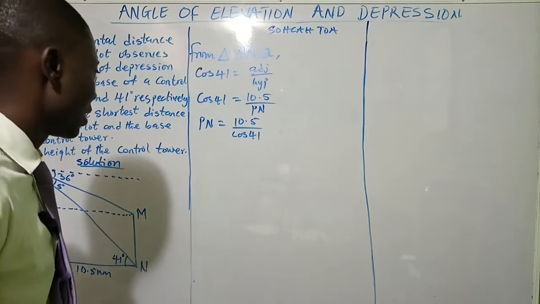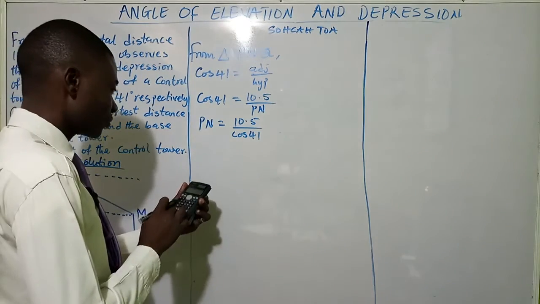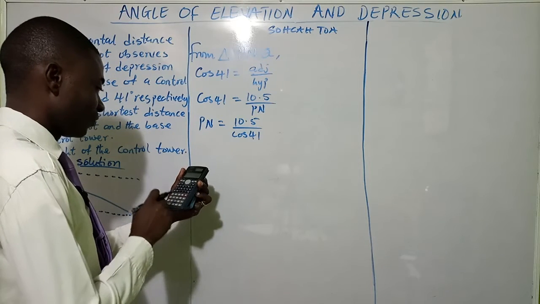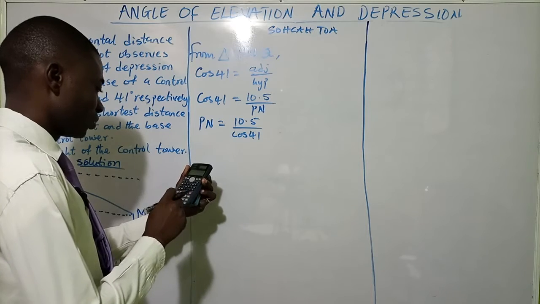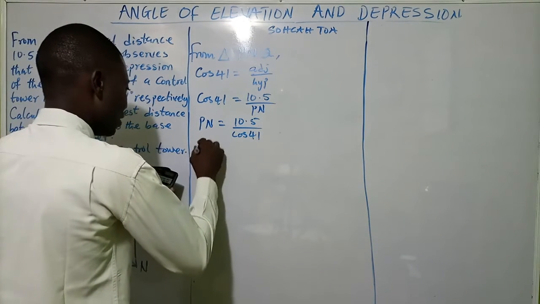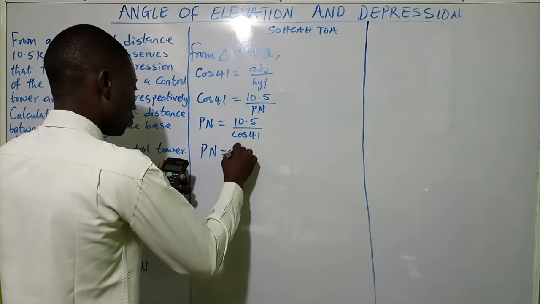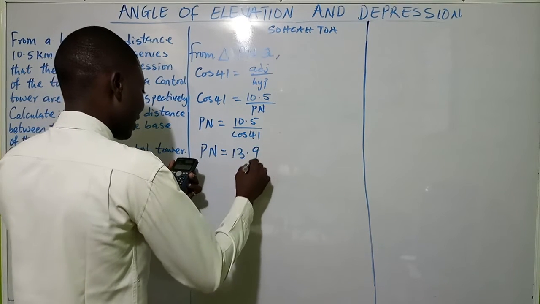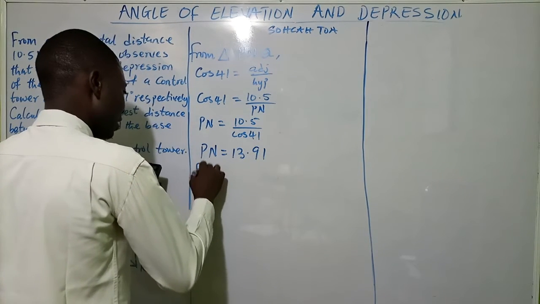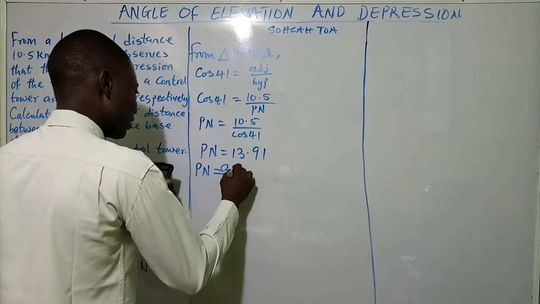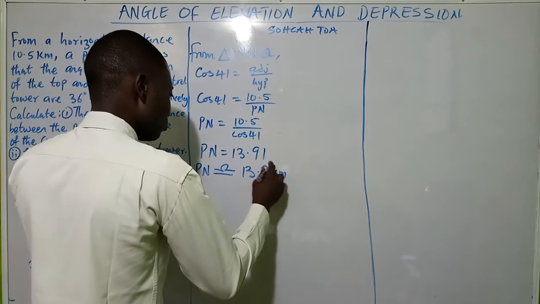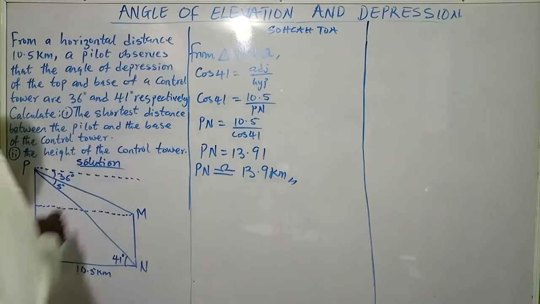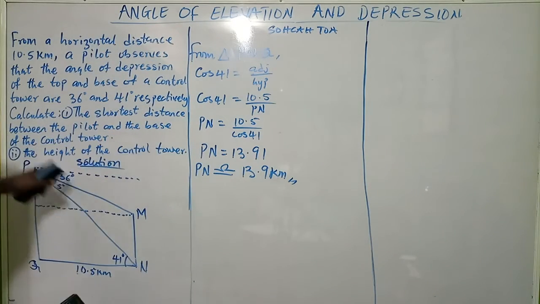So what will I do now? I'm going to use a calculator now. I will say 10.5 divided by cos 41. And so PN is equal to 13.91. So PN is approximately 13.9 kilometers. That is the shortest distance between the pilot and the base of the control tower.